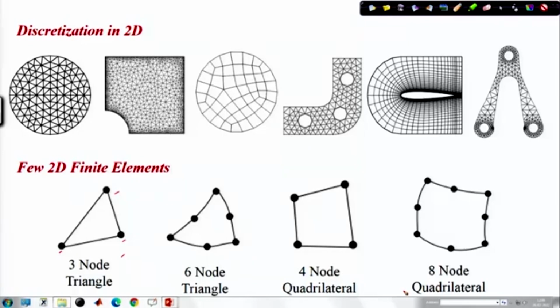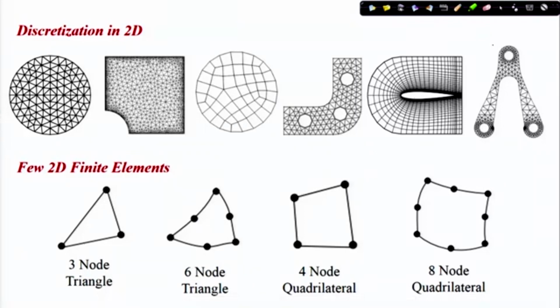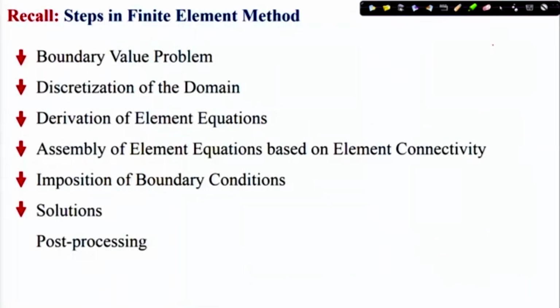This is not all in whole. There are many other elements available we can constitute. This is just for representation. So this is finite element discretization in two dimension. Now, next is the derivation of element equation.